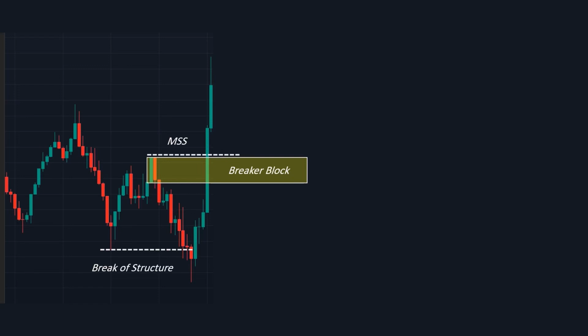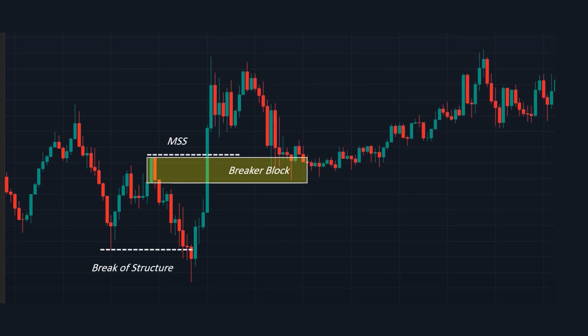As observed, the price initially moves downward and pauses momentarily within the breaker area. After accumulating more sell orders, it gains momentum and pushes upward.